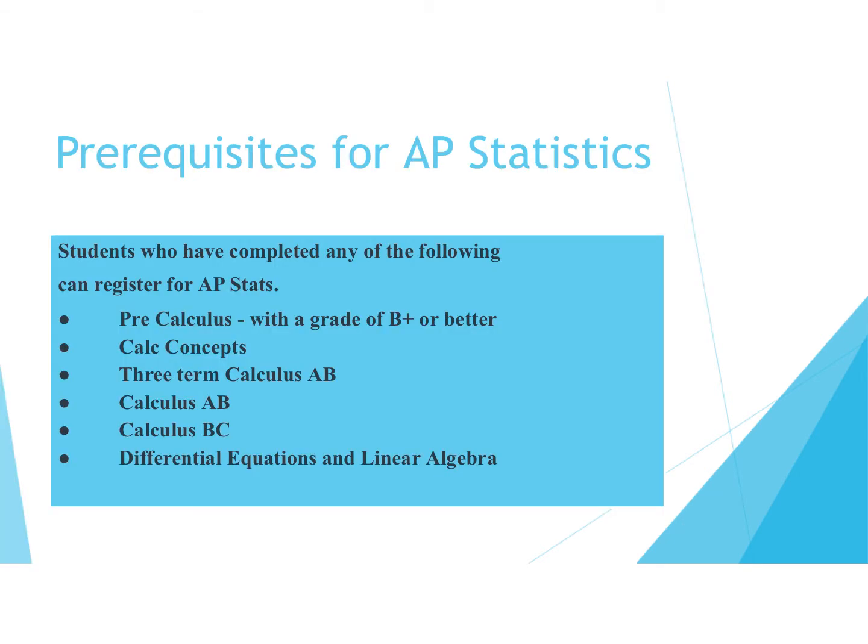First of all, in order to qualify to take AP Statistics, you need to have taken one of our upper level math classes. Those include Pre-Calculus with a grade of B+ or better, Calc Concepts, the 3-term Calculus AB course, Calculus AB, Calculus BC, or Differential Equations and Linear Algebra. Again, if you've taken any of these and you're looking for another math class to take, AP Stats may be just what you're looking for.